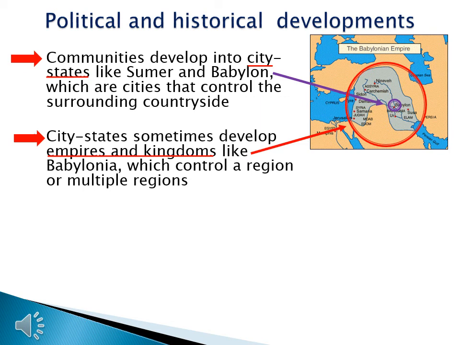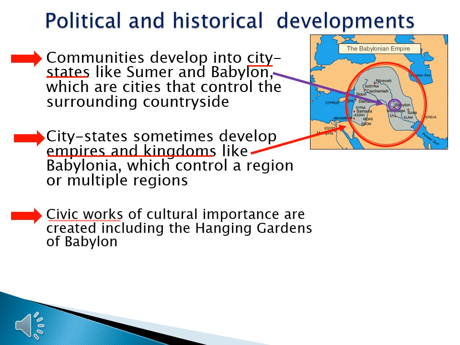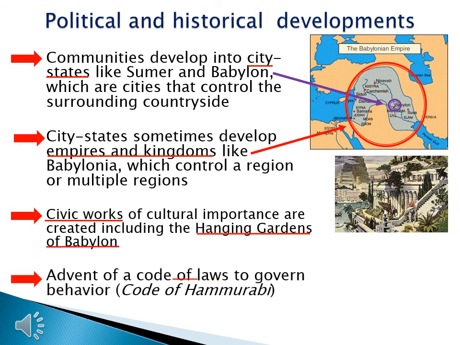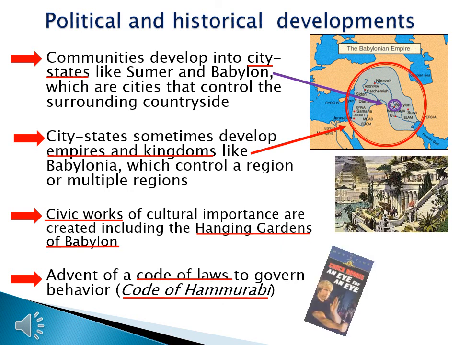That's the Fertile Crescent. If you've gotten that big, you might be making civic works. These are works of historical importance, cultural importance, and one of the most important ones is the Hanging Gardens of Babylon. You're also going to create a code of laws to govern your behavior. The original attempt at creating these codes of laws is called the Code of Hammurabi. It comes out of Babylonia. That's where we get the idea: an eye for an eye.